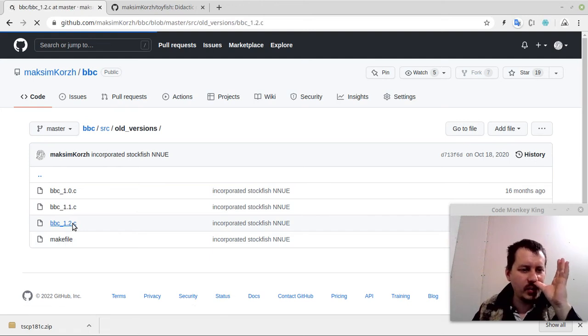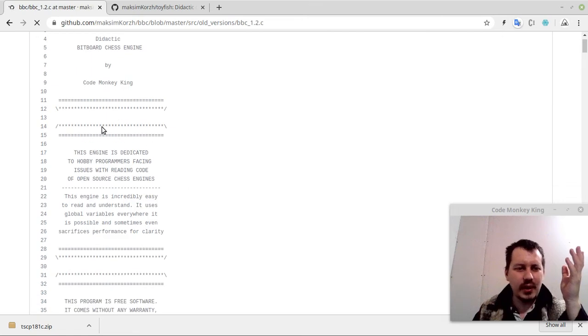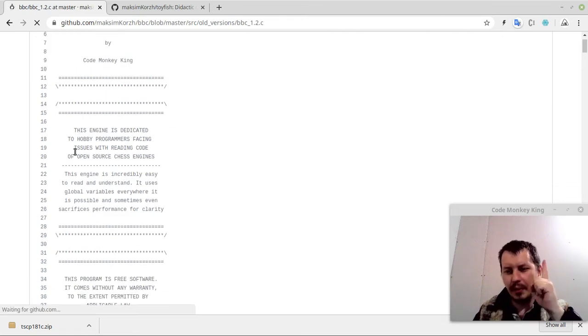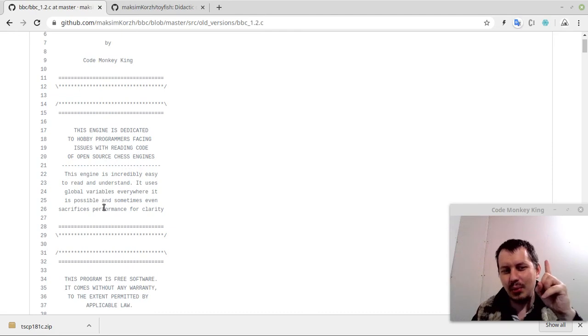So here we don't have those files, and the goal of the project is here. The engine is dedicated to hobby programmers, not to professional programmers, to hobby programmers facing issues with reading the code of open source chess engines. That was exactly my case. So this goal is very important. The engine is incredibly easy to read and understand. It uses global variables everywhere it's possible. I do emphasize this. And sometimes it even sacrifices performance for clarity. So sacrificing everything just to make it as simple and as easy to understand as possible.